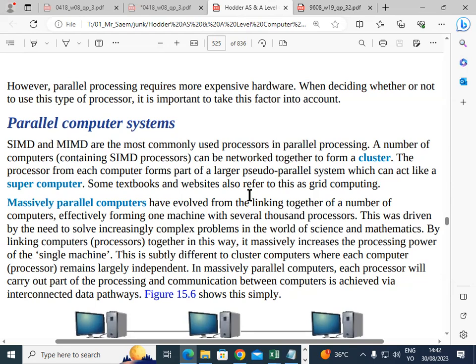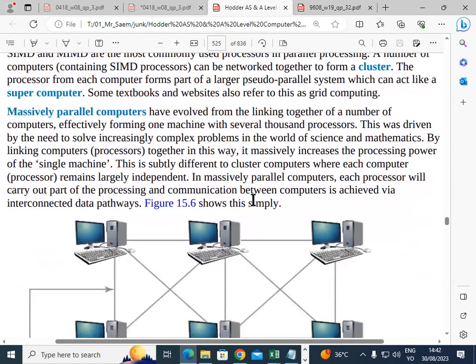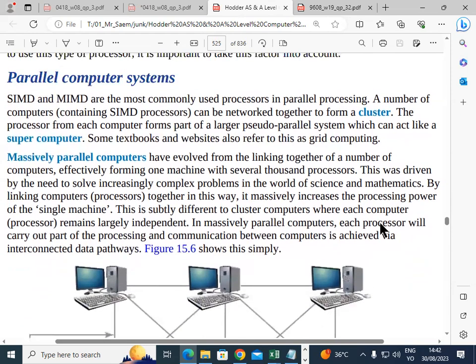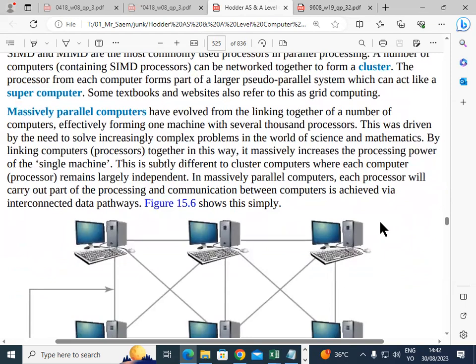Okay, along with this there is another one which is known as massively parallel. Massively parallel is a different form. In this there is no network; it is one unit inside which you have multiple machines working, like the supercomputer. So a supercomputer basically comes under massively parallel. It's not clustered.